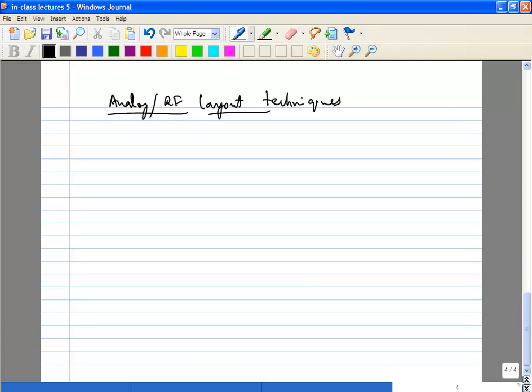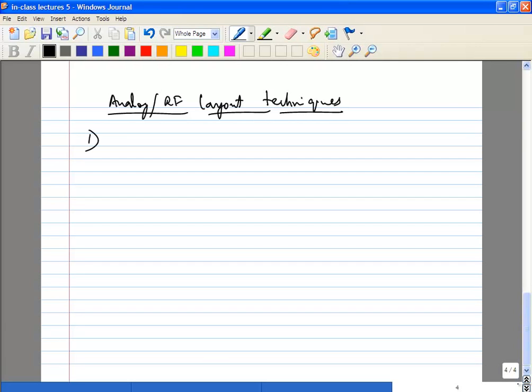So let's look at a few simple techniques. Maybe as we go along, we'll look at more advanced, maybe more core RF techniques. But by and large, the techniques used in whether it's an analog design or RF design are very similar. But there are some things which you can do with analog which you can't do with RF. There are some things which you have to do with RF which you may not do with analog. But it's good to know both kinds of techniques.